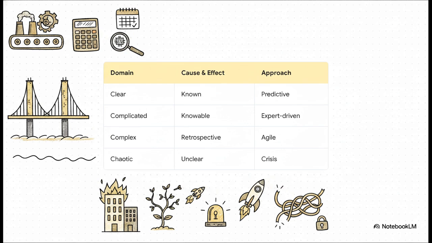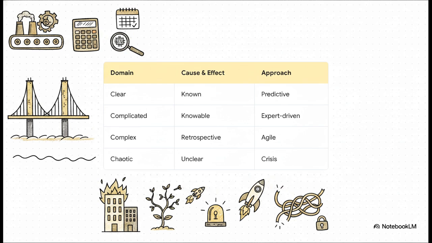Then we cross a boundary into total unpredictability with the complex domain. Here, cause and effect are really only knowable in retrospect. There are just way too many interacting variables. Launching a brand new, never-before-seen product, you can't overanalyze it. You have to probe, sense, and respond. You run small experiments. This is the natural home of agile and iterative methods.